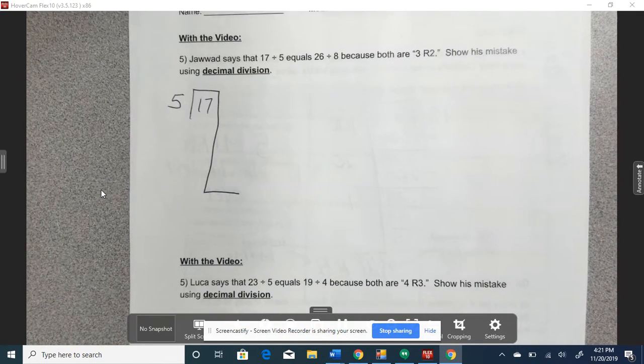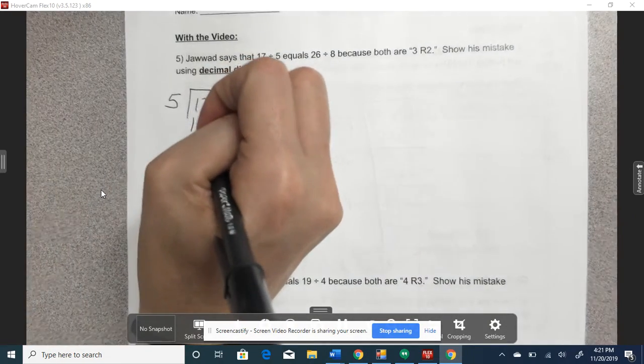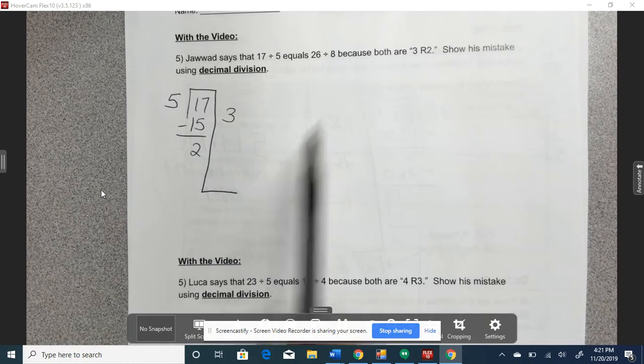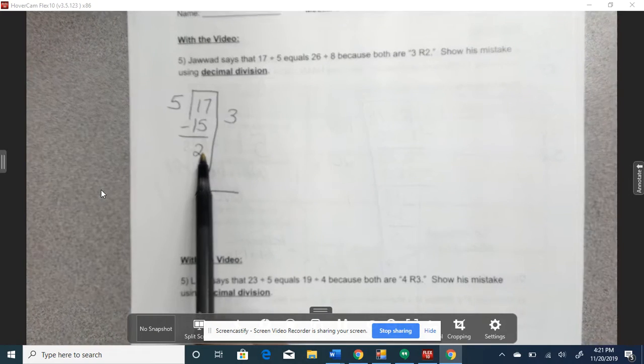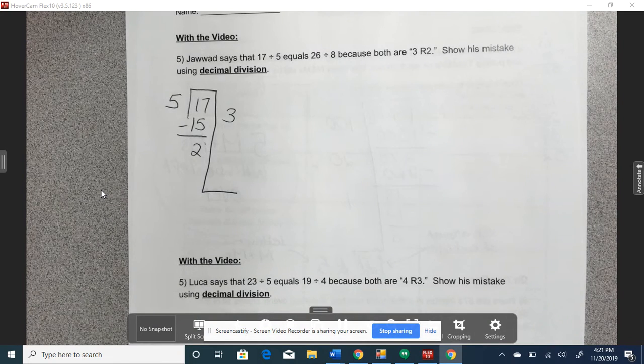17 divided by 5. Well, I know 5 times 3 is 15, so I'm going to put the 3 over here. 5 times 3 is 15. I'm going to subtract and get 2. So it looks like Jawad is right. It is 3 remainder 2, but if we keep dividing so that we're answering as decimals, we're going to see that there might be a change.